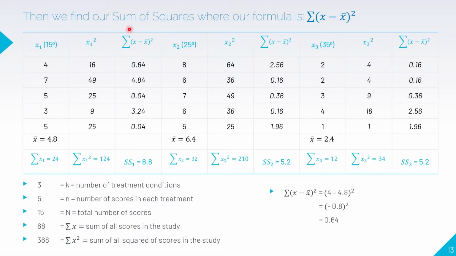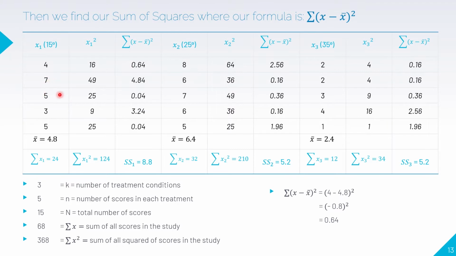Next, we find our sum of squares, where our formula is the summation of x minus x̄, our mean, to the second power. So, we have here 4 as our first data given. So, in finding our x minus mean to the second power, we have 4 minus 4.8 as our mean, which equals negative 0.8, and square this, and we have 0.64.